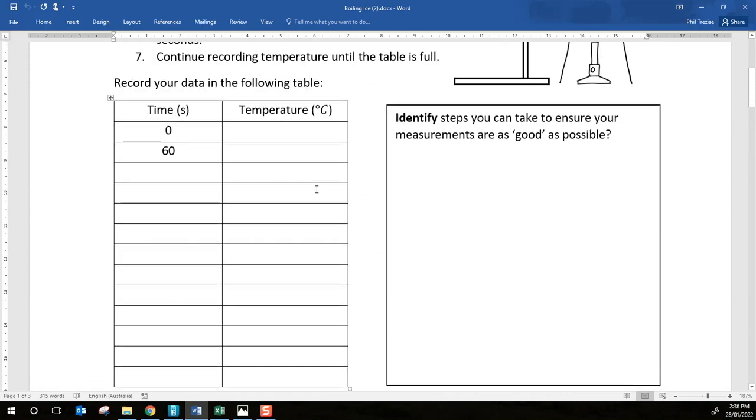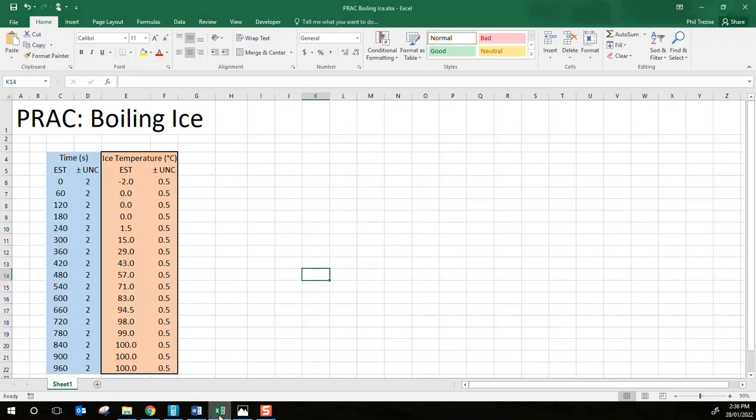So I know you're on remote learning, you're not going to be able to actually do this, so the best we can do is share with you some results. So here they are. These are the results of our experiment. Time, so this is the best estimate for time going upwards. This is our uncertainty in time.